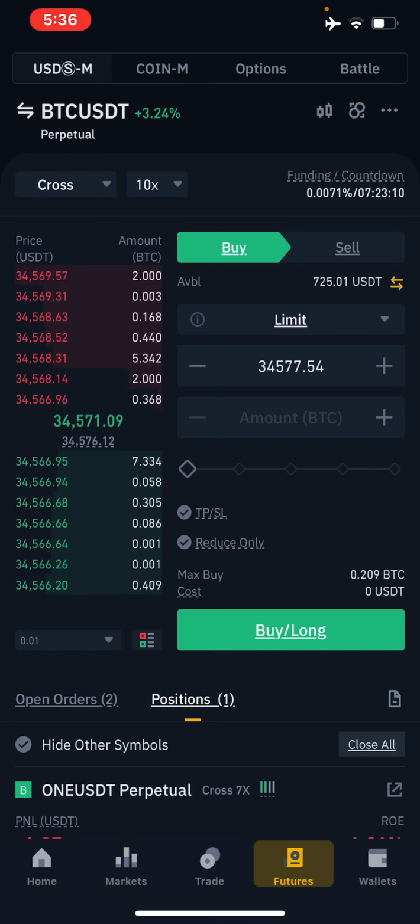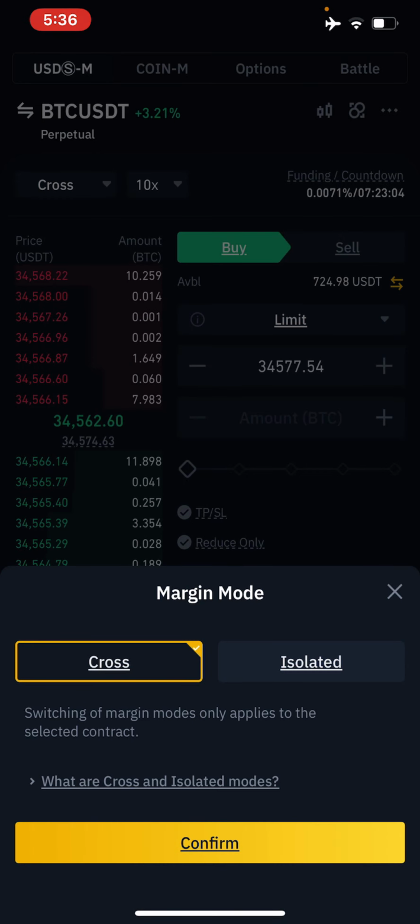futures trading. So below the Bitcoin / USDT, there is cross and there is isolated. Switching of margin mode only applies to the selected contract. So isolated means you open a position and that position is the only one where you put, let's say for example, $100, and if that $100 gets wiped out, it's going to be automatically liquidated. But when you're using cross, it's going to take your entire account balance.